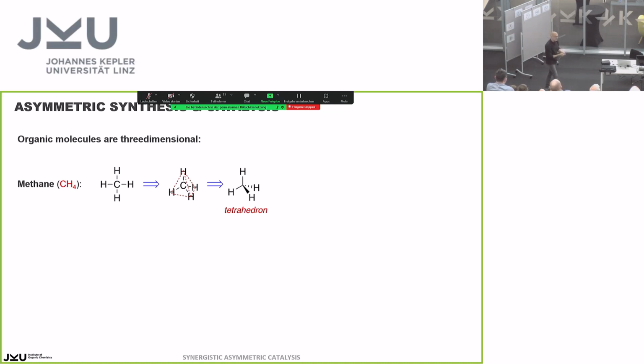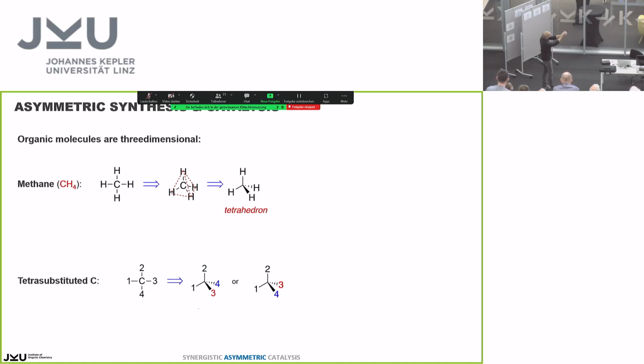So what we always have to do when we look at organic synthesis is make sure that we address the three-dimensional structure of a molecule. It gets even more complicated when we look at molecules with a carbon which has 4 different substituents. Because if we have a carbon with 4 different substituents, at the end of the day, we have 2 options for how these 4 different substituents can be arranged. It can be arranged either like this or like that.